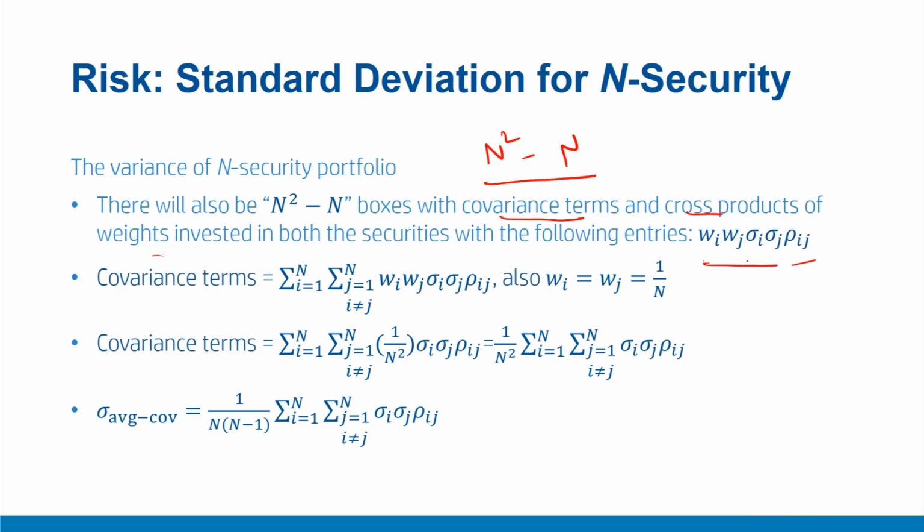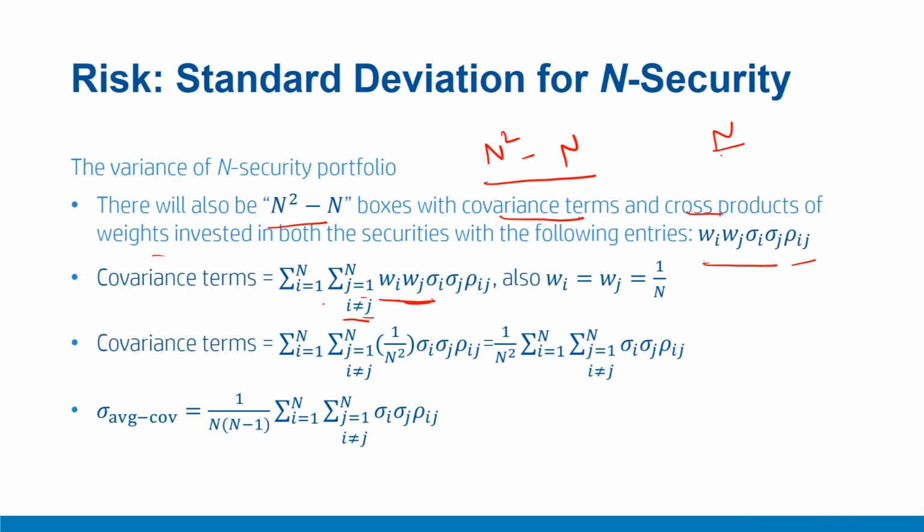Now the overall multiplication will appear something like this. If I sum up all the covariance terms of off-diagonal terms, all those n square minus n terms, I'll end up with something like this: wi wj sigma i sigma j rho ij, summation i equal to 1 to n, summation j equal to 1 to n, where i is not equal to j. Why this special subscript? Because for all the cases where i equals j, they will become the diagonal terms with variance terms.